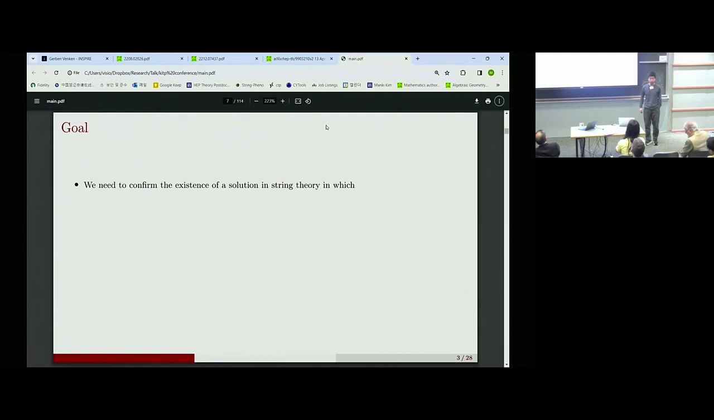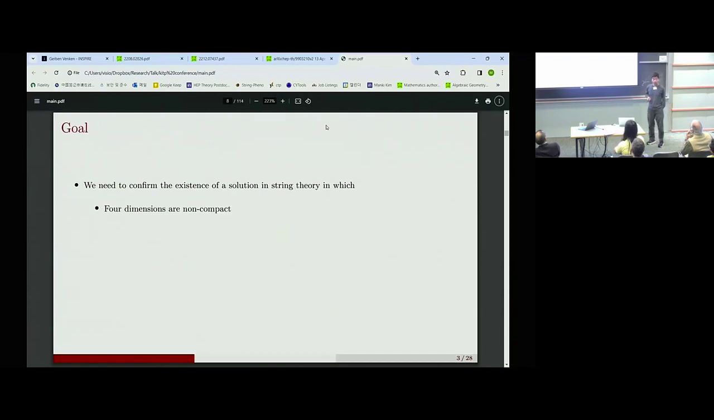So what do we want to do in string pheno? What we really want to do is to connect string theory to the real world. This is a big goal, and there is a long way to go. At least the least thing that we need to do is to first find a solution, or confirm the existence of a solution, in string theory that has the following features.